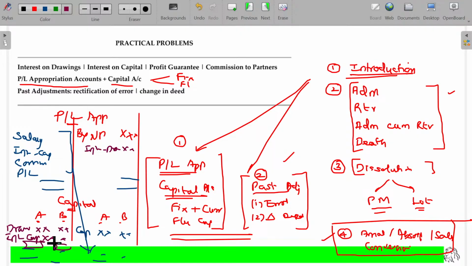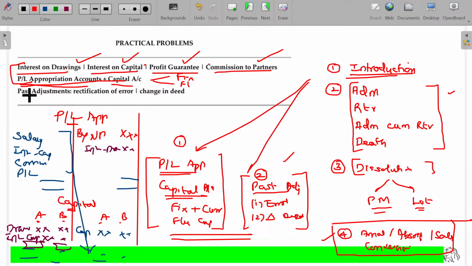To make the illustration complicated, I'll now give some adjustments, like calculation of interest on drawings, interest on capital, even profit sharing, even commission to the partners. So we'll now understand how these things may be confused in your examination, right? Interest on drawings, interest on capital, profit guarantee, and commission to partners. Let me finish the P&L appropriation account and capital account first, and then I'll handle these four parts separately, the variance also. With that, this part will be completely over.